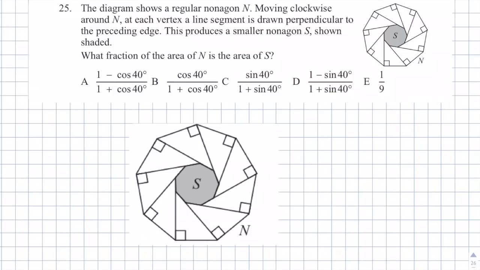Okay, so when I looked at this diagram, the first thing I noticed is that the nonagon N is similar to the nonagon S. So I thought, well, let's introduce two different variables. Let's call this side X and the side of the smaller nonagon Y. And we need to find what fraction of the area of N is the area of S. So we can write the ratio of S to N as Y to X.